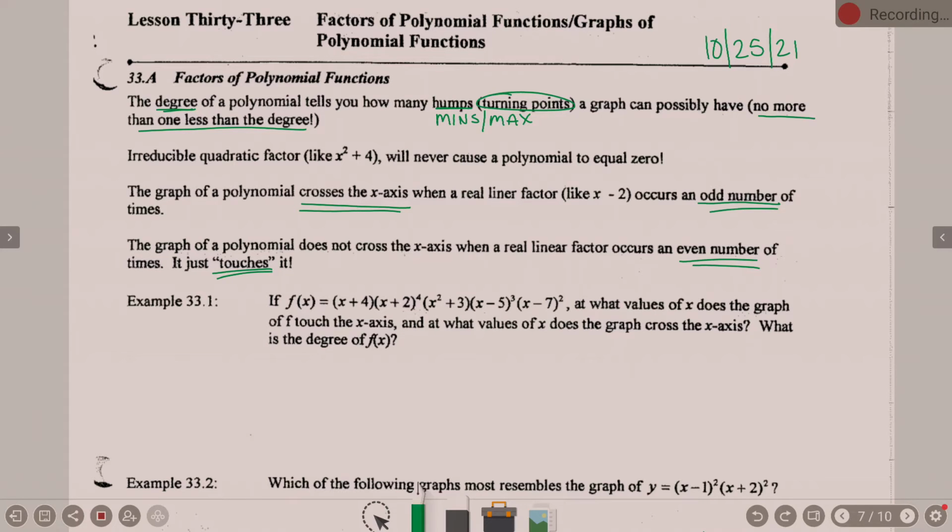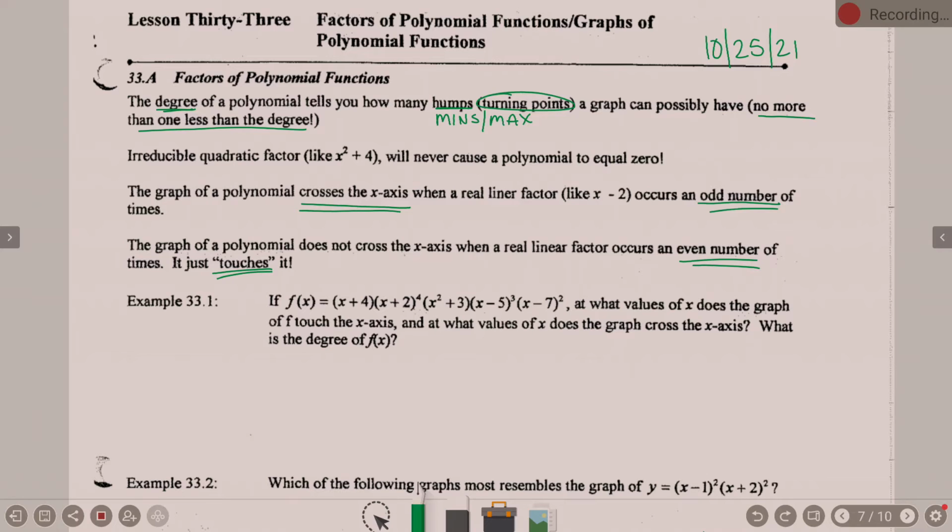So as we look at these, we've got to think about crossing versus touching. They both still count as zeros, whether it crosses through or whether it just touches it and turns and goes where it comes from. But just the difference of cross versus touch.